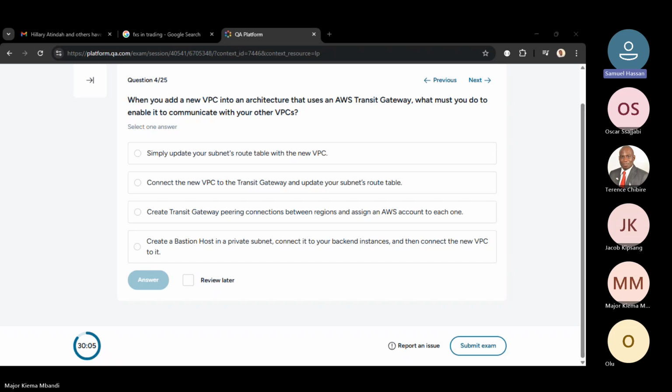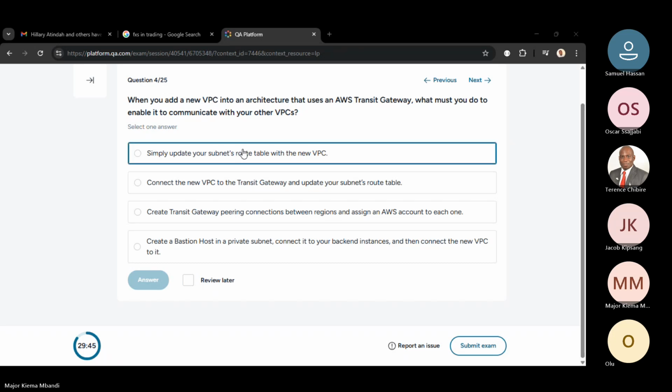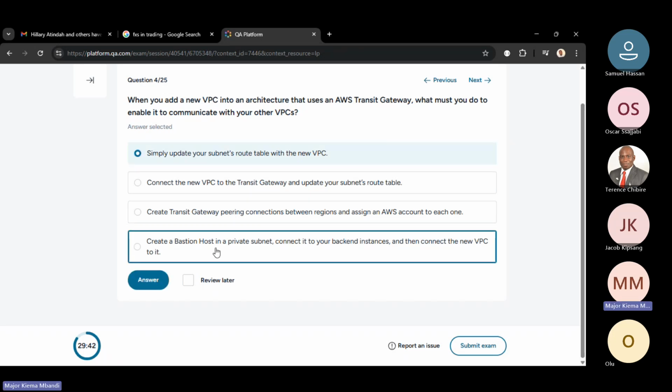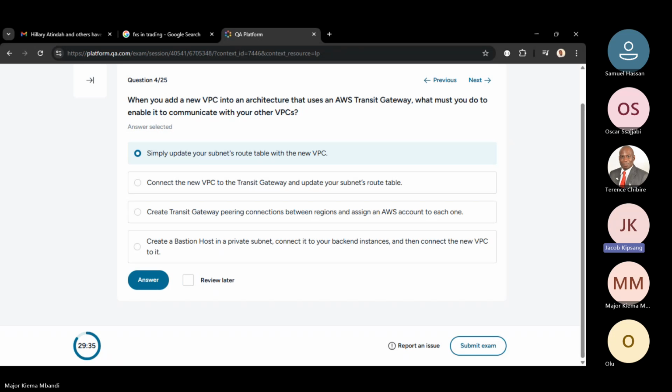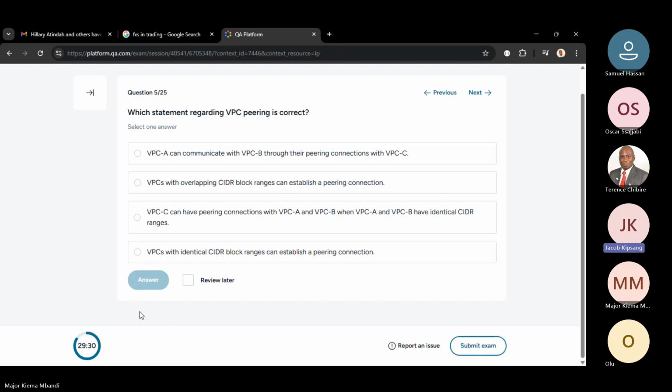Okay, let's see. I will go with A. Simply update your subnet route table with the new VPC. All in agreement? Yes. I think we can go to the next. Olu, if you are ready, you can take on the next question.